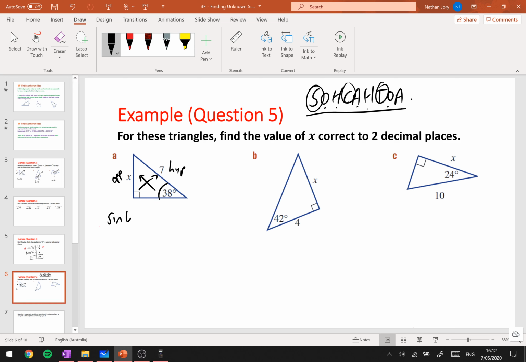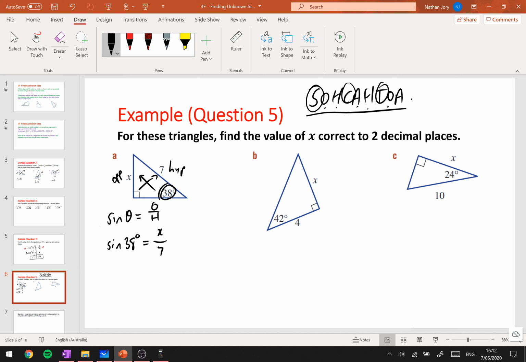So we're going to start out by writing that down. Sine theta is equal to opposite over hypotenuse, or O over H. So the theta is just the angle that we're using in this case, which is 38 degrees. So we're going to be using that 38 degrees here. That's equal to the opposite. Well, we have no value at the moment, so we're just going to write x over the hypotenuse, in which case is 7.